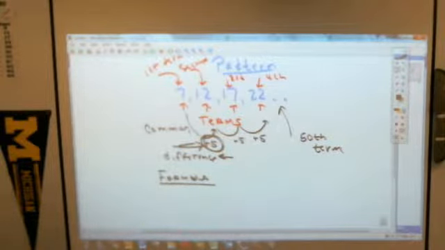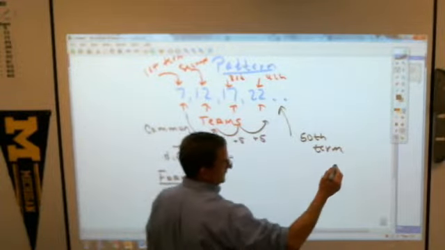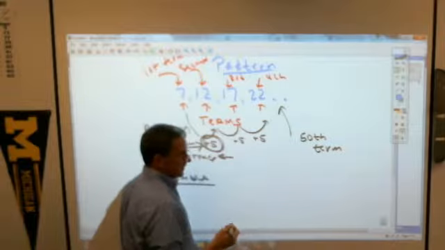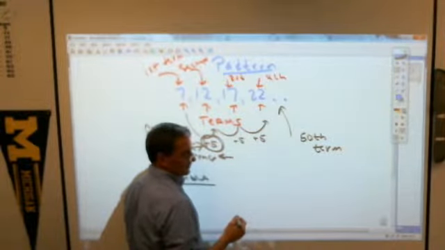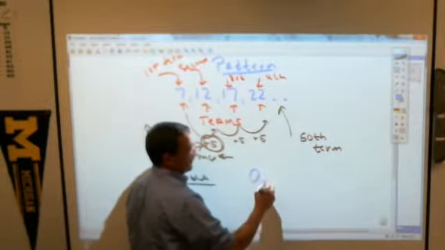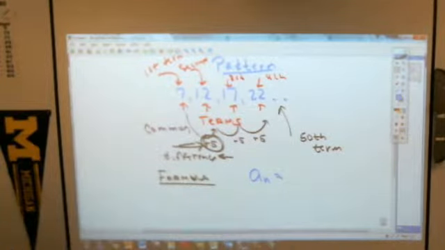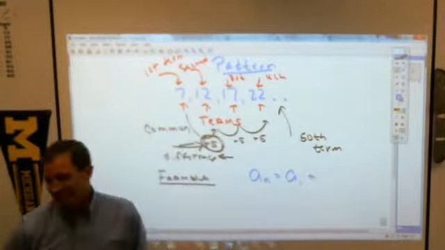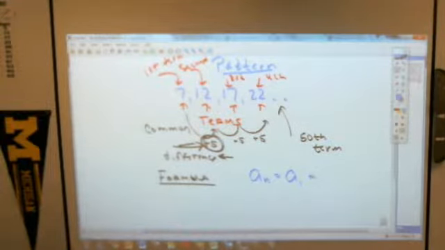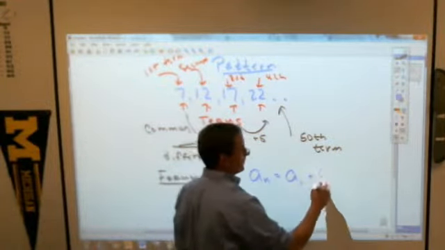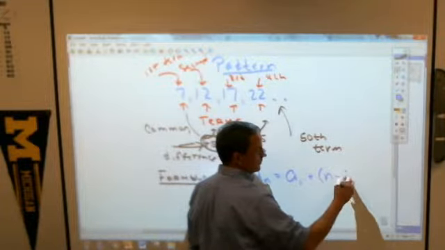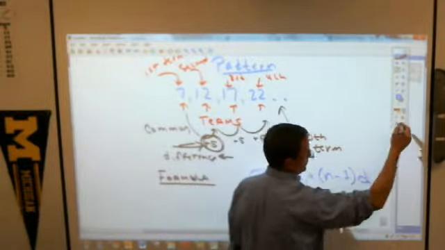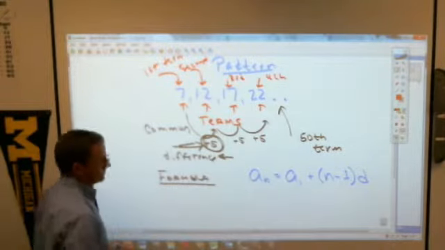And here's the formula that you use for that. It is this. Here's the nuts and bolts. A sub n equals A sub 1 plus n minus 1 times d. That's perfectly clear, isn't it? Definitely.